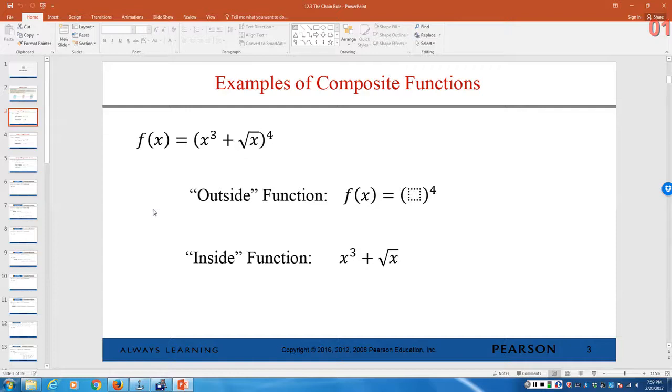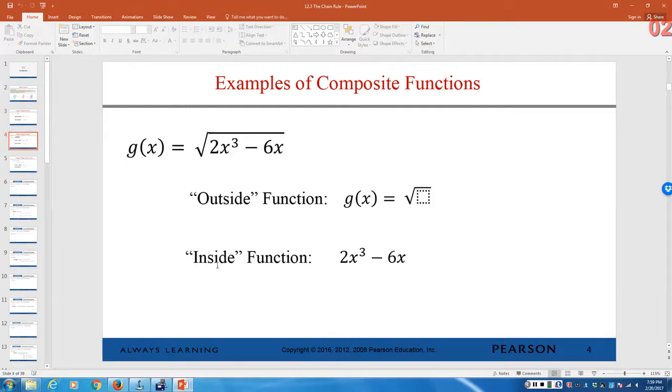Now it can also be something like a radical, where you have some kind of expression underneath a radical, like x squared plus 2. And then the square root becomes the outside function. That's what this one looks like. The square root sign, or the radical part, is what we call the outside function, or the g of x function. And then what's inside of g of x, its x value, is 2x cubed minus 6x.